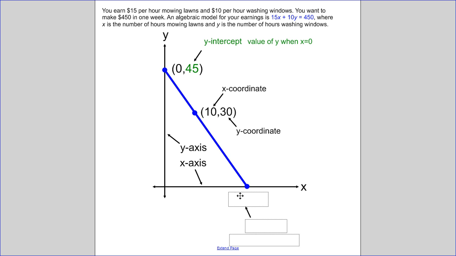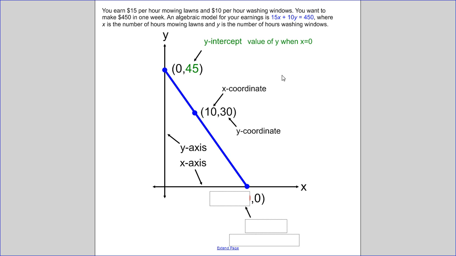Now, this point down here. What do we know about this point? This point is on the x-axis. So therefore, we know that every point on the x-axis has the same y-coordinate. What is the y-coordinate of any point on the x-axis? Every point on the x-axis has a y-coordinate of 0. We know that the y-coordinate of this point here is 0 because it's on the x-axis.